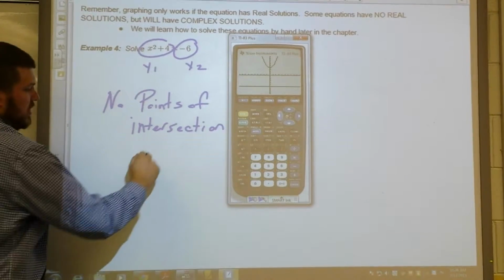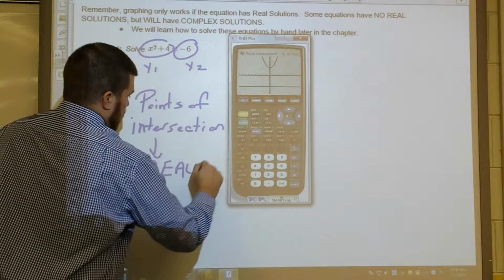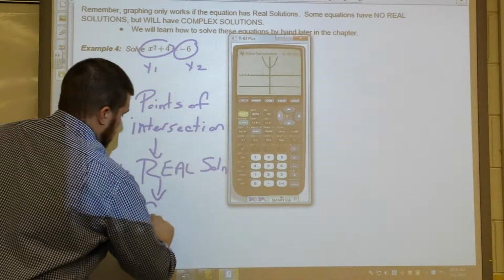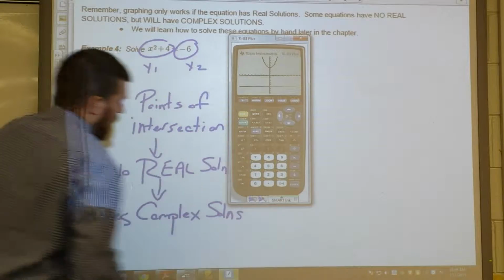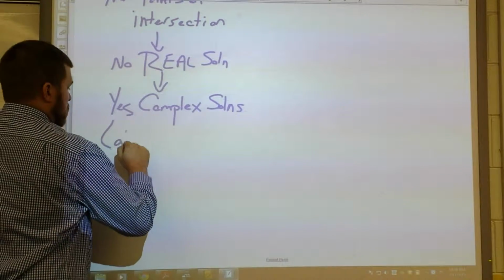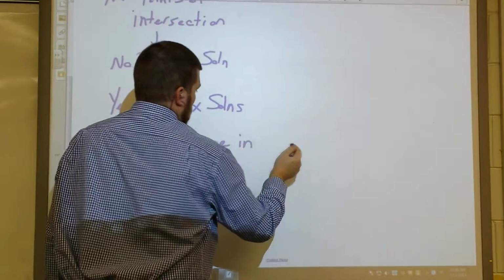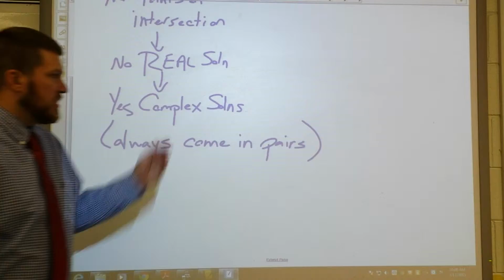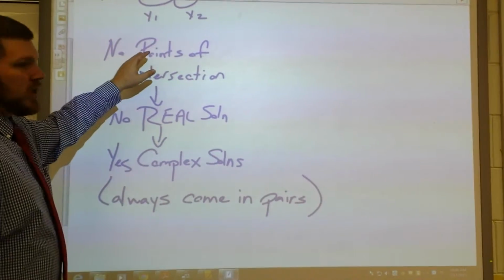Anytime you have no points of intersection, that means there's no real solution. But there is, yes, complex solutions. And complex solutions always come in pairs. Okay, which we'll see an example of later. So anytime there's no points of intersection, the calculator cannot help you anymore.